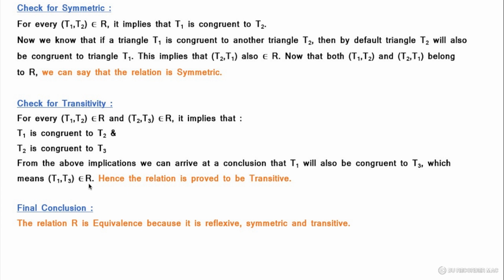What is the final conclusion now? The relation R is an equivalence relation because it is reflexive, symmetric and transitive. Since reflexive is proved, symmetric is proved and transitive is proved, we can say relation R is an equivalence relation.